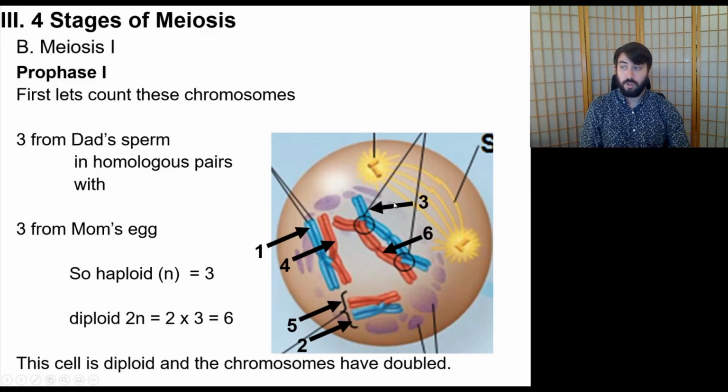Also, the chromosomes have doubled at this point since they've gone through DNA replication, but they're still diploid, right? Since they still have the same number of versions of each chromosome, 2. So there's a long one from dad, long one from mom, medium from dad, medium from mom, short from dad, short from mom, right?